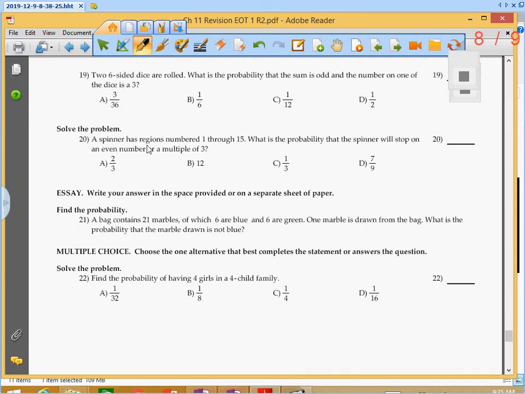a spinner has regions numbered from 1 to 15. What is the probability that the spinner will stop on an even number or a multiple of 3? Let's write what the evens are. Evens are 2, 4, 6, 8, 10, 12, and multiples of 3: 3, 6, 9, and 12.